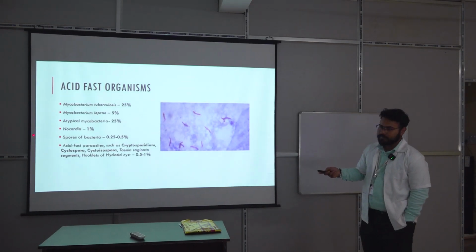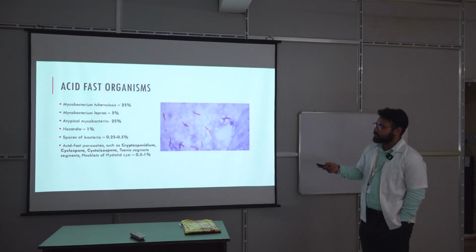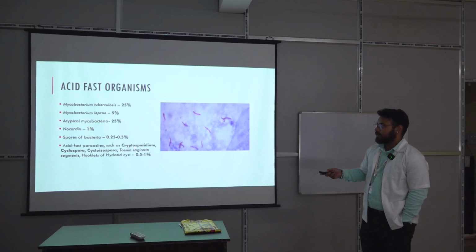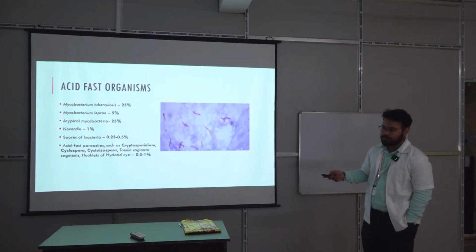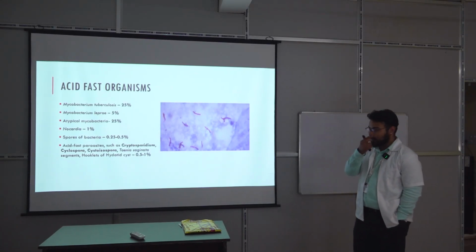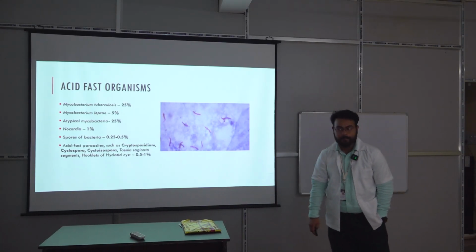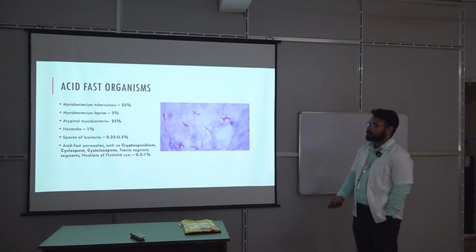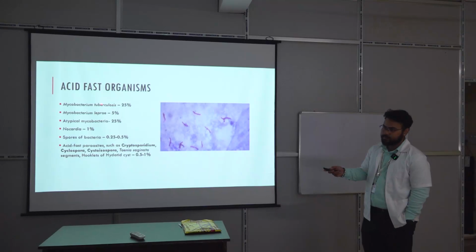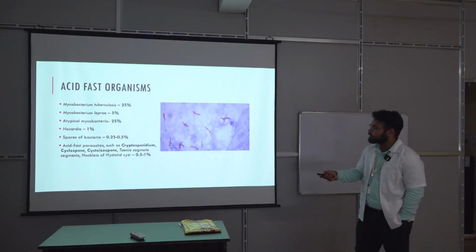Acid-fast organisms, these are the examples: Mycobacterium tuberculosis, Mycobacterium leprae, atypical mycobacteria, nocardia, spores of some bacteria, and acid-fast parasites like Cryptosporidium, Cyclospora, okay. Now, why are these percentages written here? What are the percentages? The amount of sulfuric acid used, okay. So in case of Mycobacterium tuberculosis, we use the highest percentage of sulfuric acid, that is 25%, and so on. In leprae, we use 5%, nocardia 1%, okay.